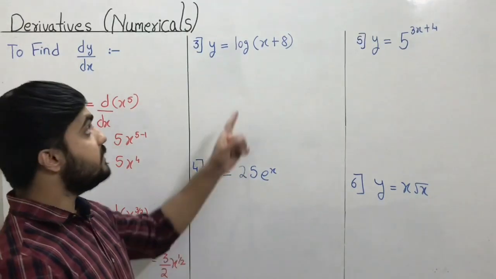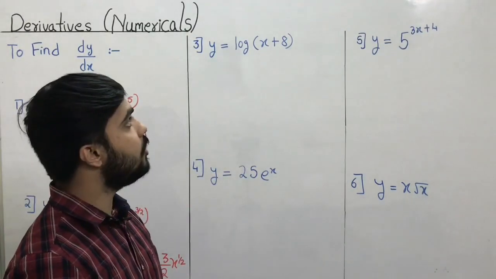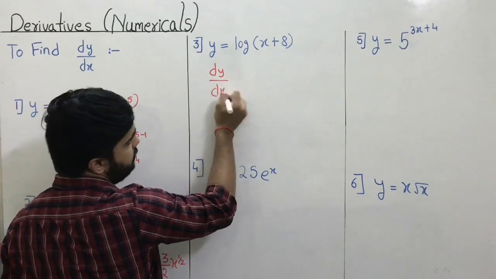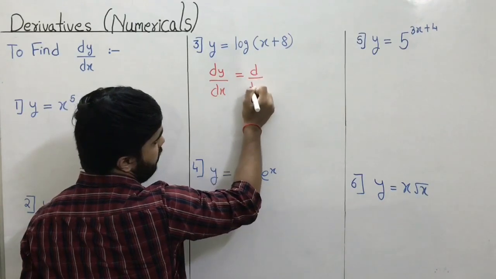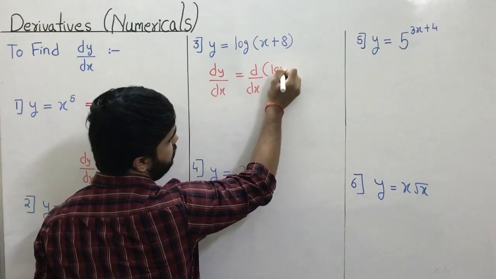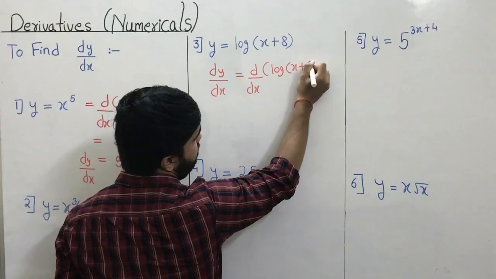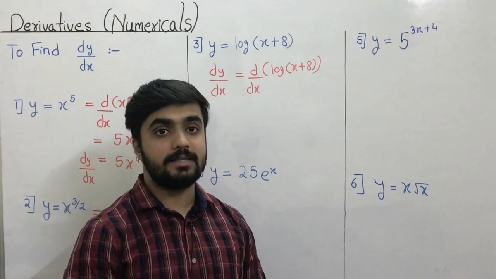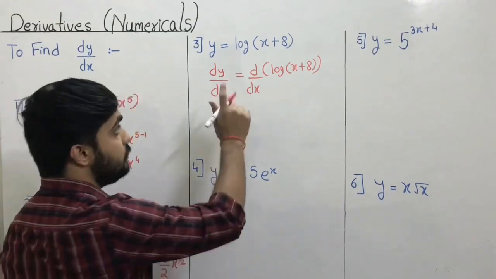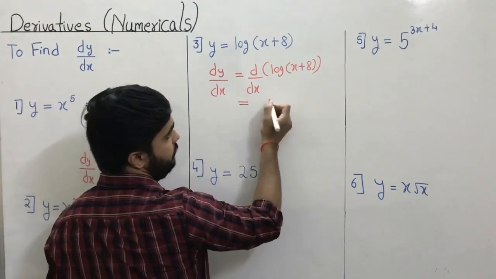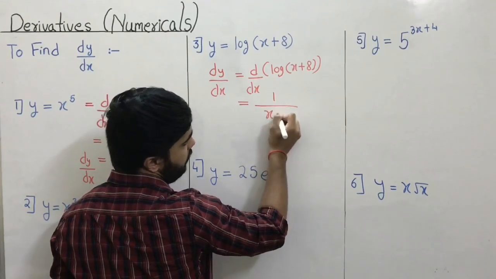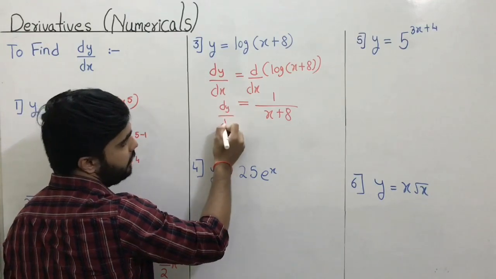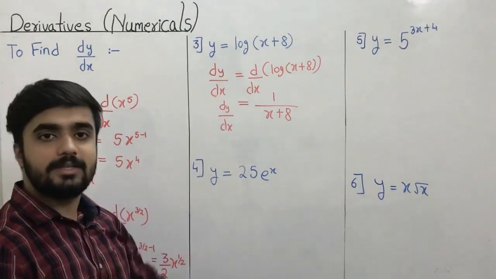Okay. Now our next function is y is equal to log of x plus 8. So dy by dx will be d by dx of this log of x plus 8. Now as we know that derivative of log x is 1 upon x. So derivative of log x plus 8 will be 1 upon x plus 8. So this is dy by dx for this function.